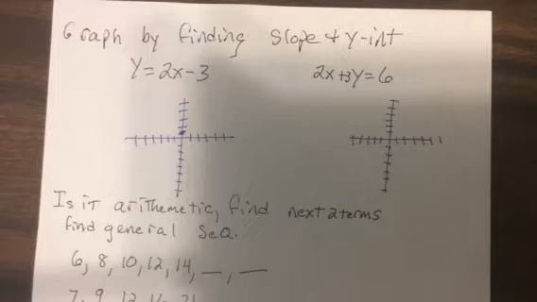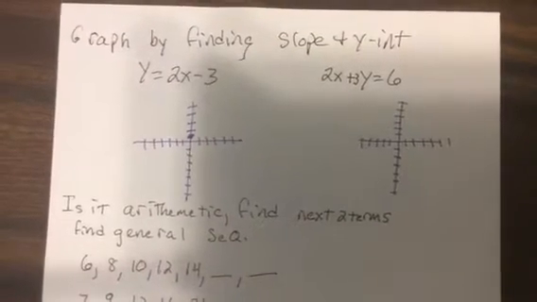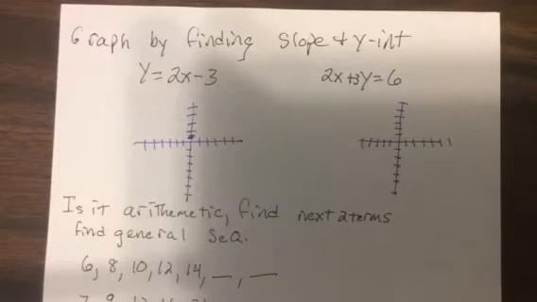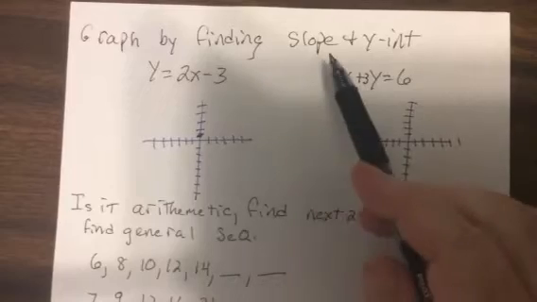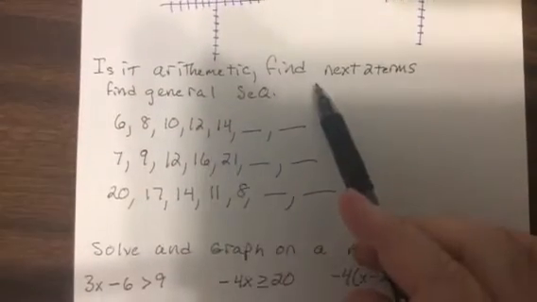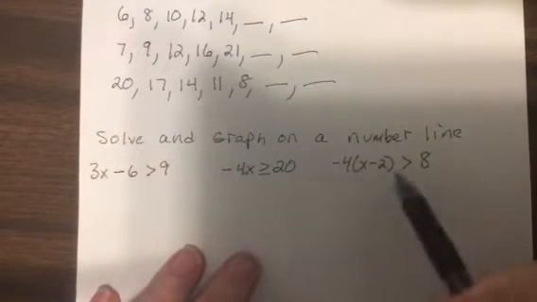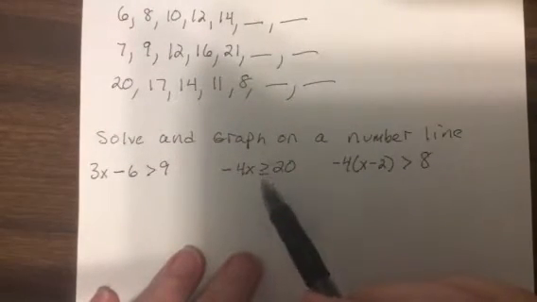I know it's later than I wanted, but the test is until Wednesday. Now it's going to be on three things. It's going to be on graphing by finding slope and intercept. It's going to be on arithmetic sequences, and then graphing inequalities, or will not be on the test.